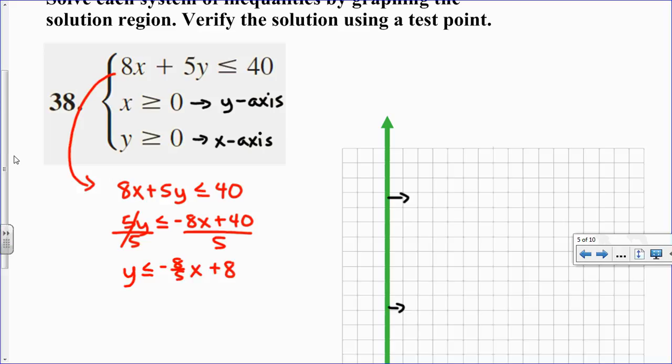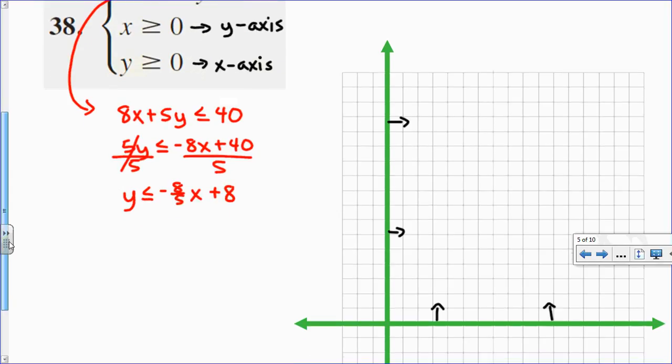I'd wait to set your scale until you have it changed to slope-intercept form, just because sometimes you could be dealing with big numbers. 8's fine though, but you could have like 25 as a y-intercept, so you want to make sure you could get to 25. So I'd wait to set your scale till after that point. I'm fine to count by ones just with an 8.